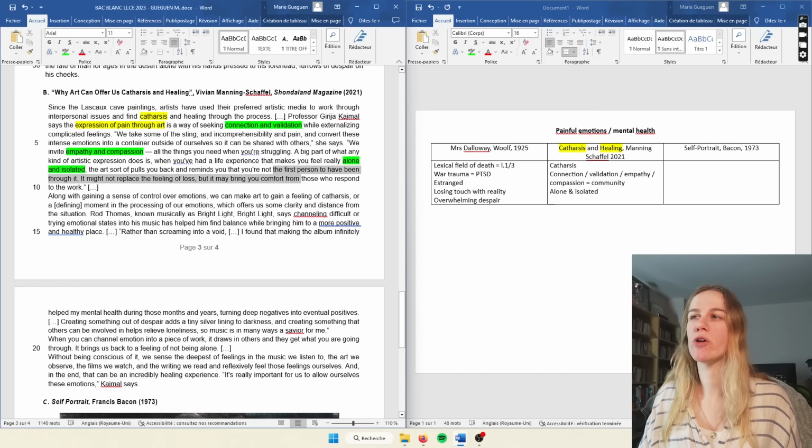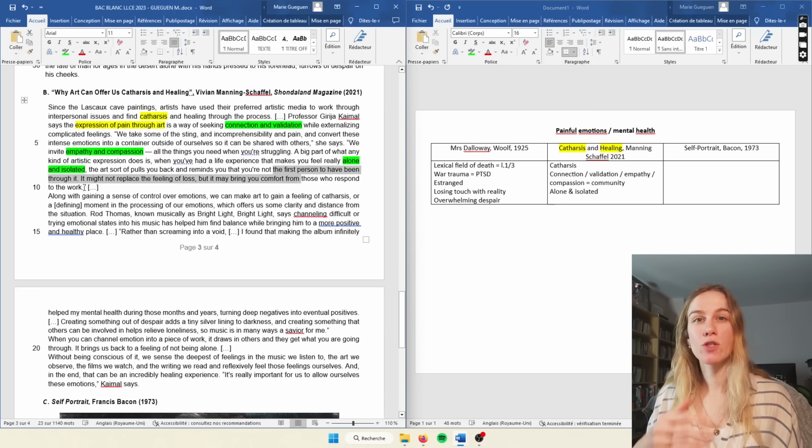You're not the first person to have been through it. So basically, expressing your emotions will allow you to create a community of people who have been through the same things. So this is really good. We can keep this in mind for our plan afterwards. Clarity and distance, a sense of control. These would be keywords, important keywords about healing.